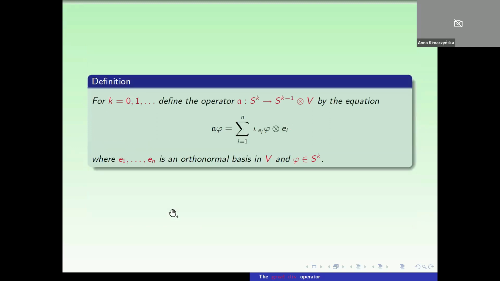And we define another operator for k from 0, 1, and so on. The operator A from Sk to Sk-1 times V by the equation A phi is the sum from i equals 1 to n of i_{e_i} phi times e_i, where e_1 to e_n is an orthonormal basis in V and phi is from Sk.